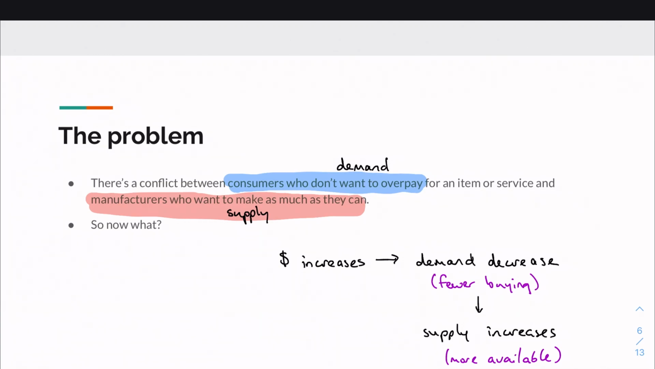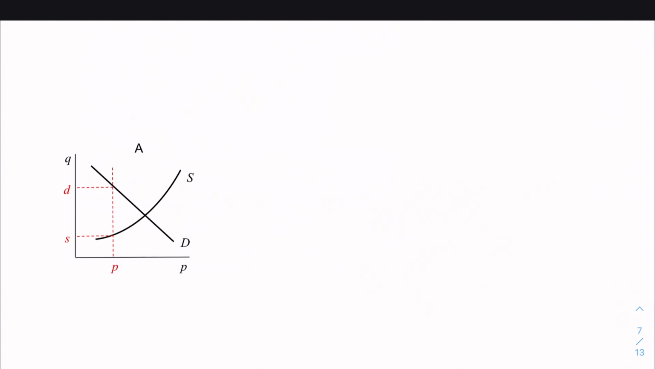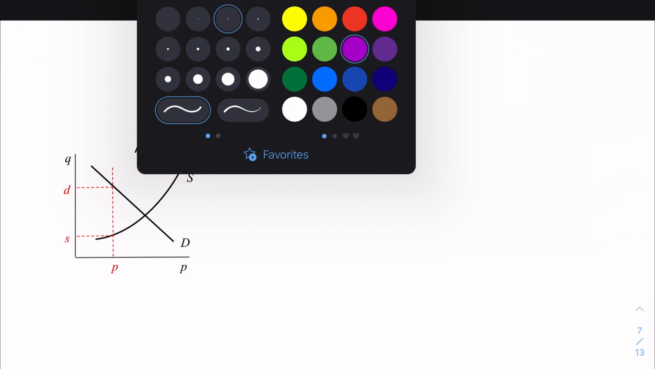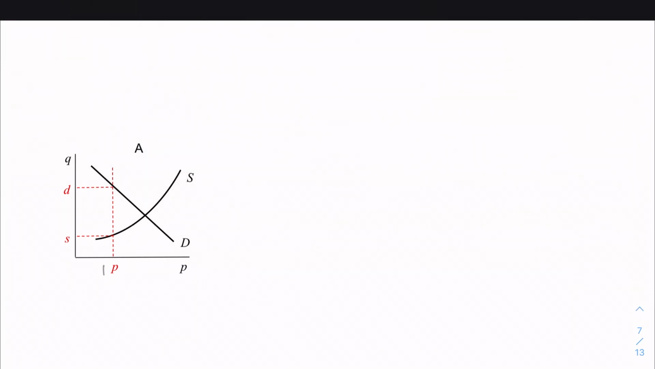Let's consider a couple different scenarios here, a couple different ways we can look at it. So in my graph A here, we have a supply and demand curve, and we're talking about this price here. At this price, I have some amount of supply, and we're just going to call that S for now. And I have some amount of demand. We're going to call that D for now.